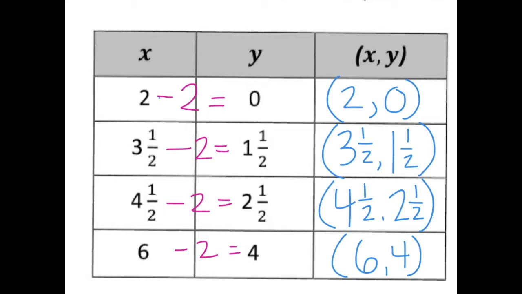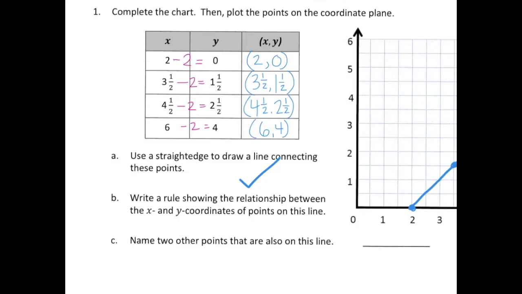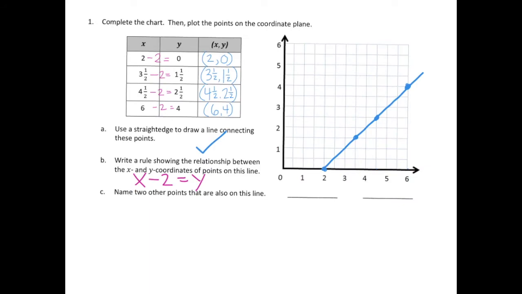Now, it doesn't always have to be subtraction. Sometimes it's addition, sometimes it's multiplication, sometimes it's division, sometimes it's a combination. For this one, it's pretty simple. We're just subtracting 2, so the rule is going to look like this. For every x coordinate, I'm going to subtract 2, and that will equal the y coordinate. Do you see how that makes sense? Take your x coordinate, so for example, this is 2, then subtract 2, 2 minus 2 equals your y coordinate, which is 0.